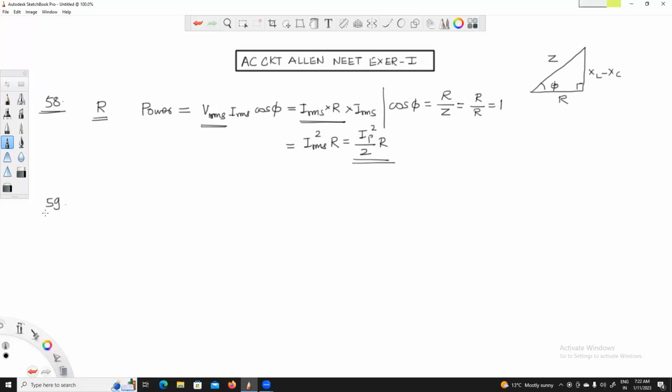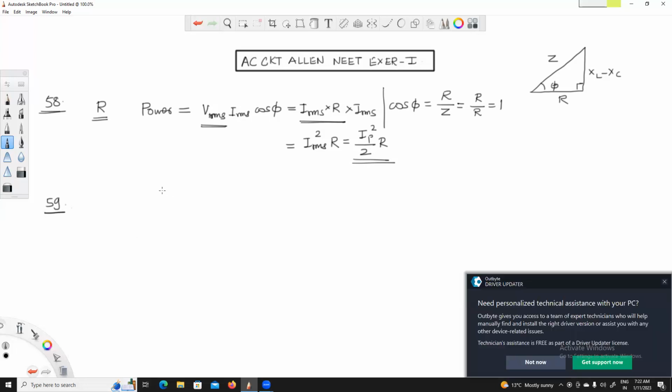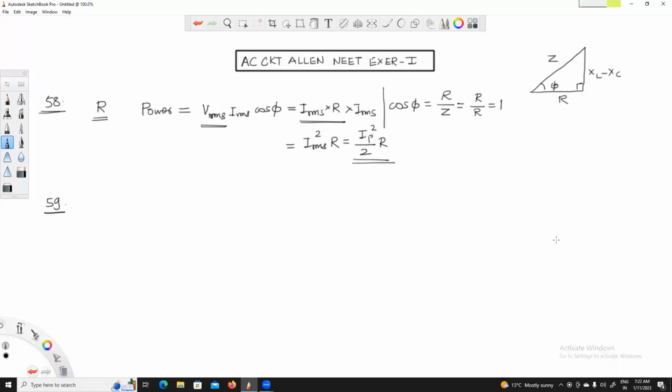Next, 59. An AC circuit draws 5 ampere at 160 volt. The power consumption is 600 watt. Then the power factor is again the same formula, power 600. 600 is given by potential difference of 160 into current of 5 into power factor cos phi. So from this I get cos phi equals 600 divided by 800, which is nothing but 0.75. So my power factor is 0.75.